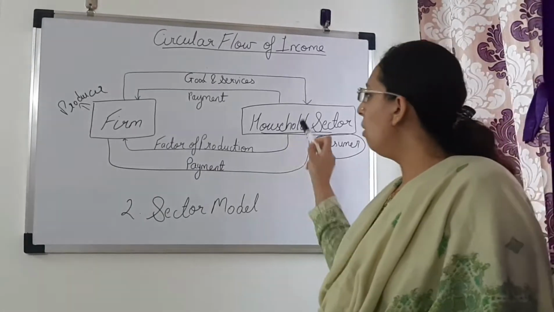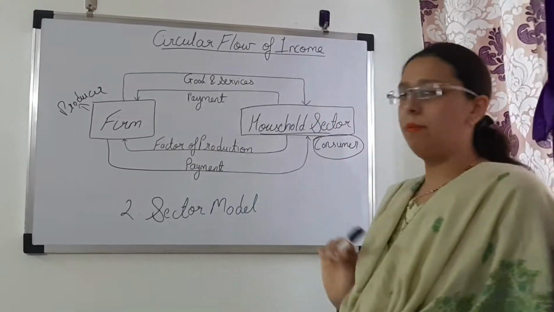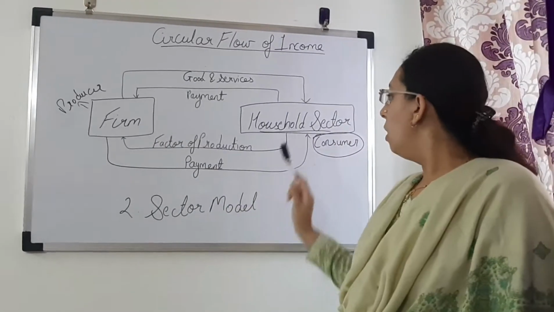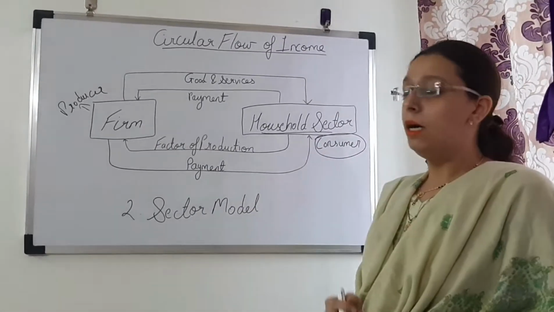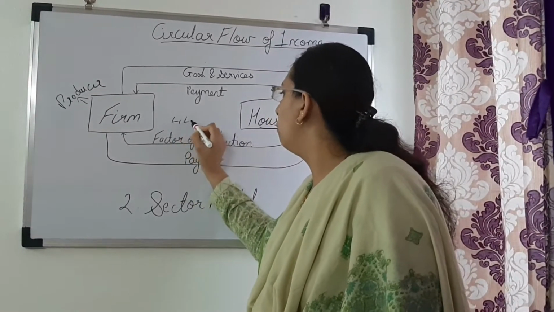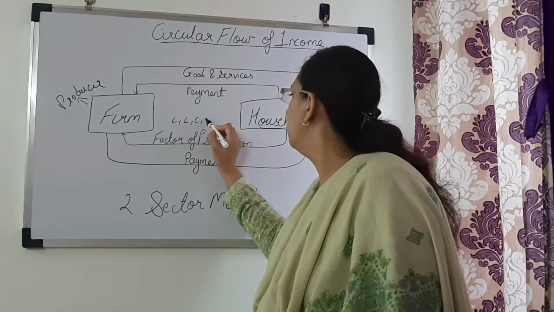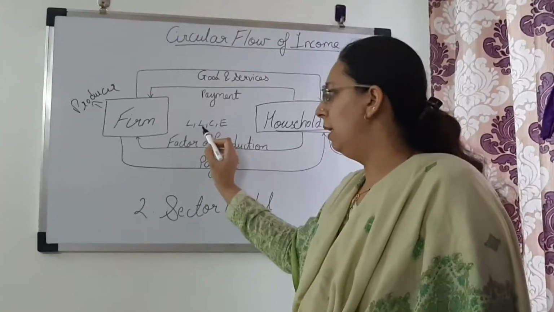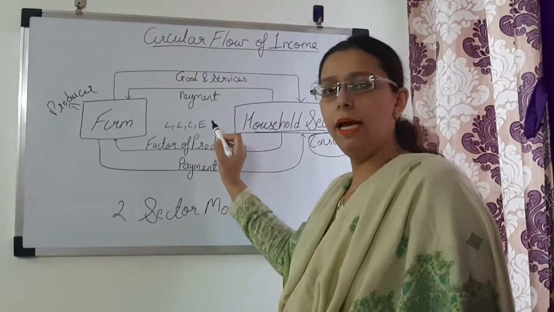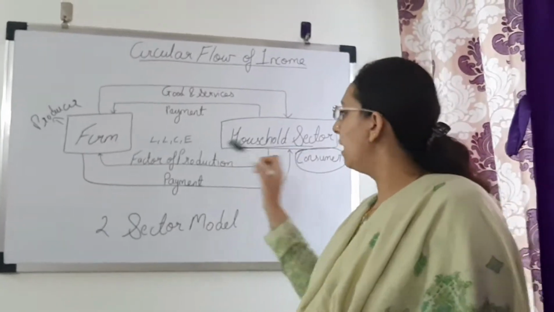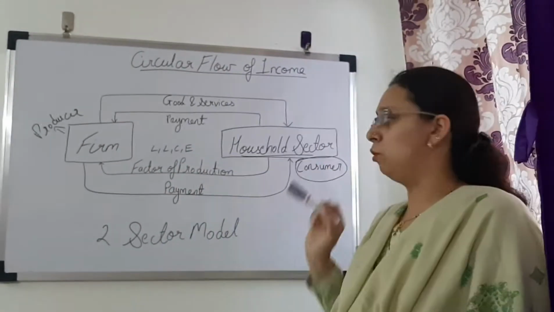Now, how the flow of income take place between these sectors? Now, the household sectors give four factors of production. That is land, labor, capital and entrepreneur. The four factor of production is taken by firm from household.